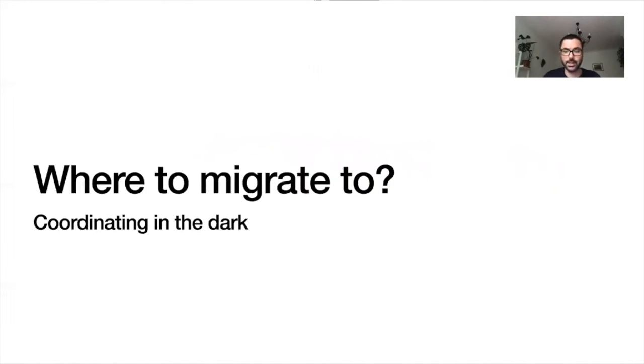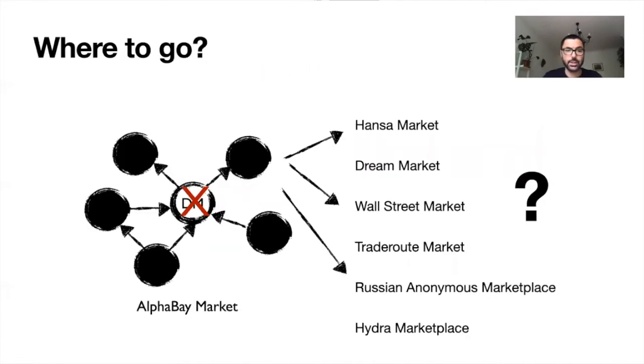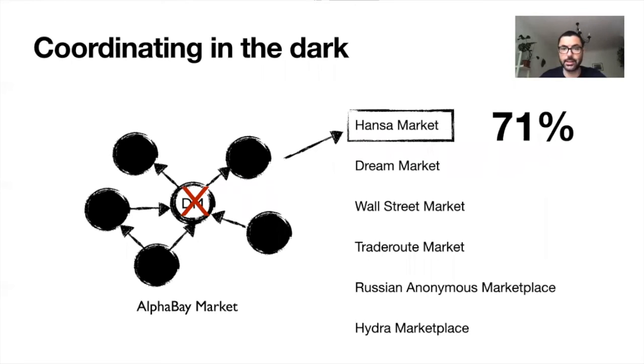This is a coordination in the dark problem. So you see, when AlphaBay market closed, as a user, you had several other options. However, 71% chose Hansa in our dataset. So it's a pretty coordinated migration towards one market.